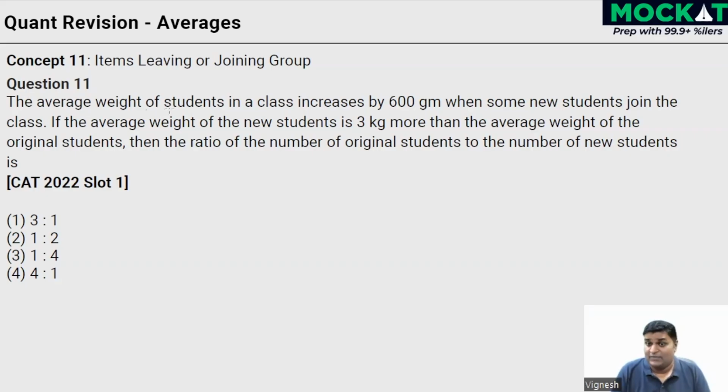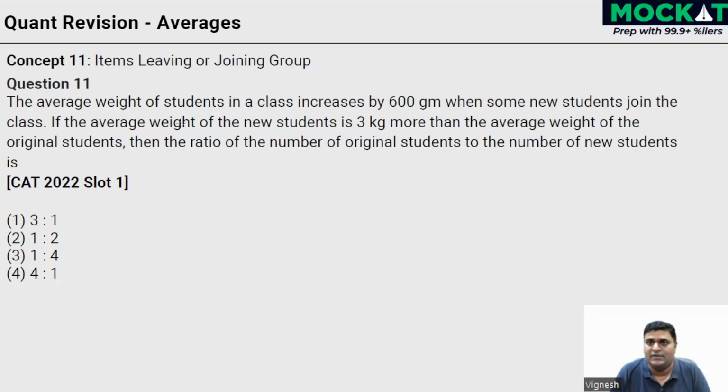So question 11: the average weight of the students in a class increases by 600 grams when some new students join the class. If the average weight of the new students is 3 kg more than the average weight of the original students, the ratio of the number of original students to the number of new students is going to be what?